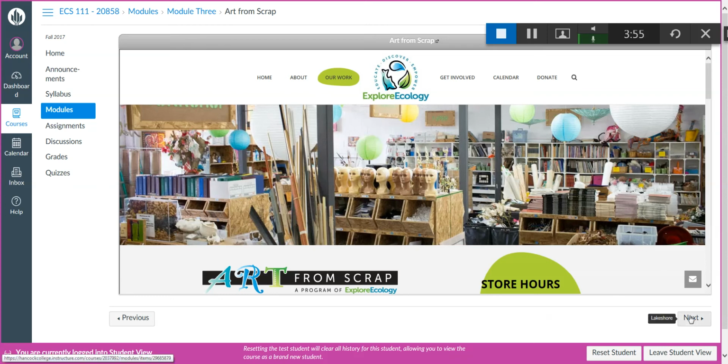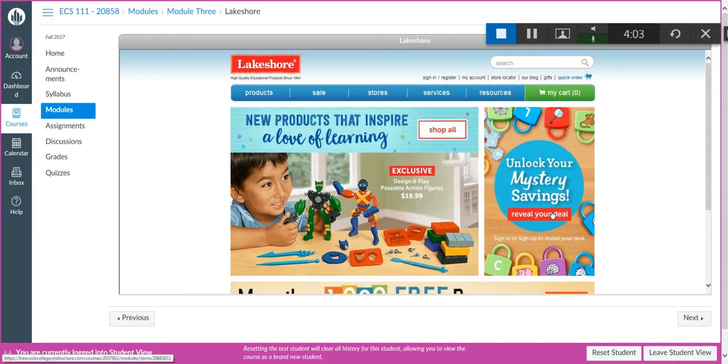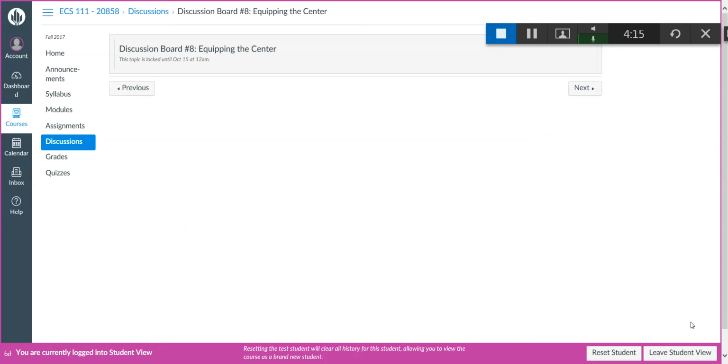In fact, I am a big proponent, a big advocate when it comes to not spending money. I like to use recyclable materials. Then we of course have Lakeshore, one of the more popular vendors out there. They are quite expensive, and I would challenge all of you: can you make what you see in there for children versus buying it? Then we also have our discussion board number 8, which will come available.